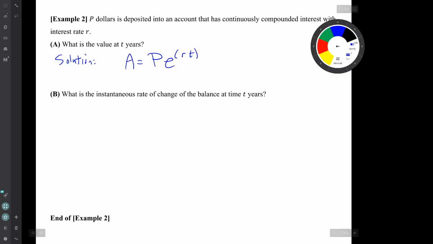Now, question B says, what is the instantaneous rate of change of the balance at time t years? Well, this question is asking you to make the connection that instantaneous rate of change of the balance just means capital A prime.